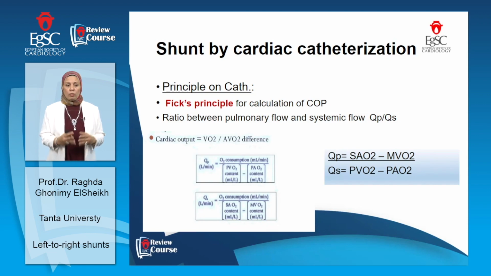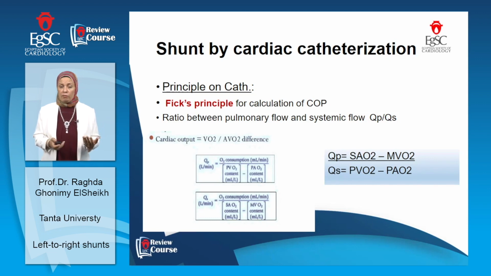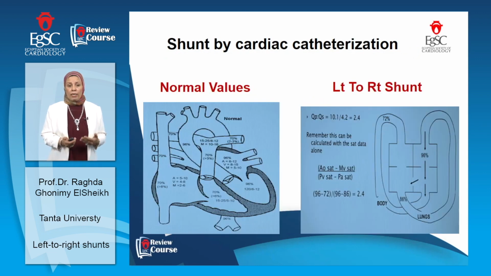By the same concept, we can get the systemic flow by dividing the oxygen consumption of the same patient on the difference in the systemic circulation oxygen content, which is the aorta minus the mixed venous oxygen saturation. Here you can ask me what is the mixed venous oxygen saturation. It is five samples of oxygen: two come from the superior and inferior vena cava, and three samples come from the right atrium, high, mid, and low right atrium. The summation of these 5 samples is divided by 5 to get the mixed venous oxygen saturation.